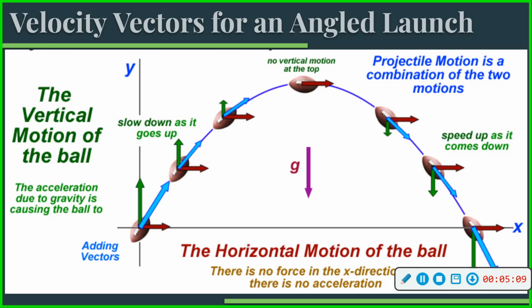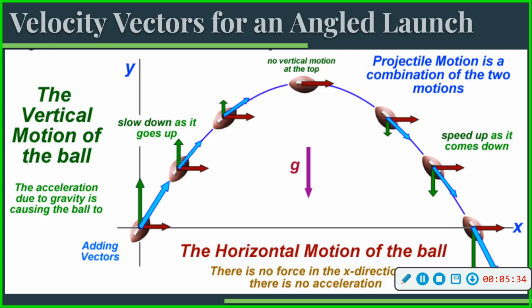The red arrows never change, right? Because there is no acceleration horizontally, the ball moves with constant velocity in that x direction. And then you'll notice as the green arrows get bigger and bigger, so do the blue resultants, right? Because you have more vertical velocity, your resultant vector gets larger and larger.